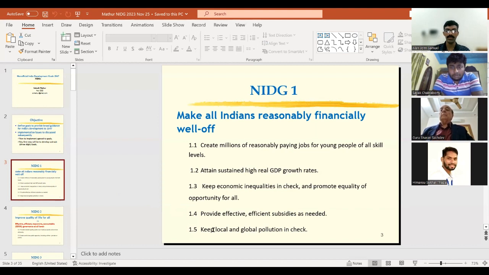And note that I put local first because India's polluted rivers, polluted cities are terrible. I have a lung situation and my doctor has told me you can't go to Delhi. Okay, it's not right for you. Okay, so this is NIDG 1.